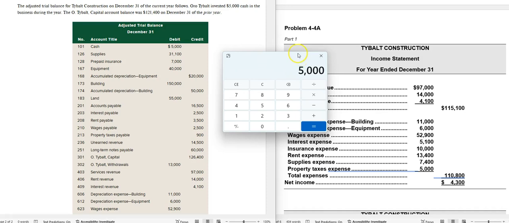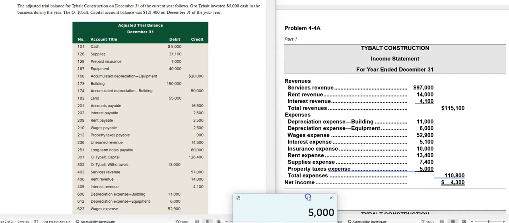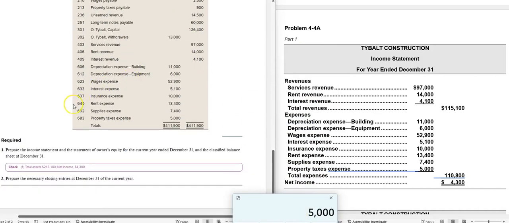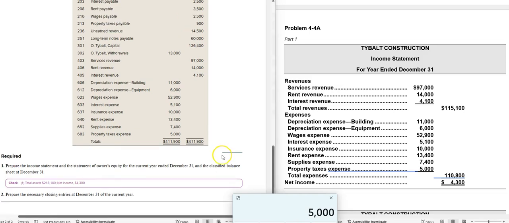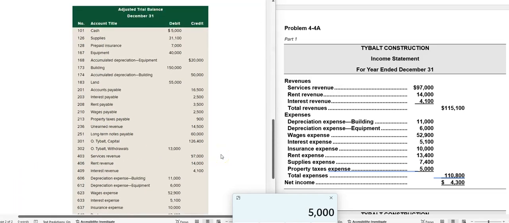Okay, so I had to do a little investigative work here before I get started, but we'll remember that. So they want us to prepare the income statement, statement of owner's equity for the current year, and the classified balance sheet. Okay, the classified balance sheet is a new concept in this chapter. We're classifying assets and liabilities into current and non-current categories. Pretty simple. We'll talk about it when we get there. So the first thing, income statement.